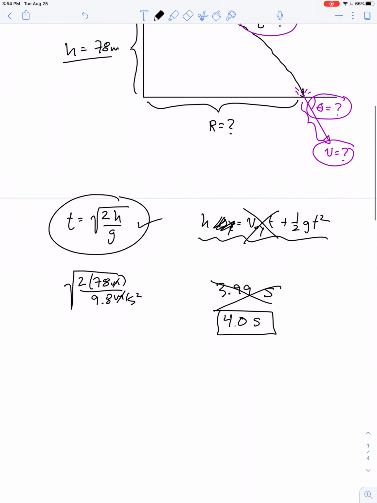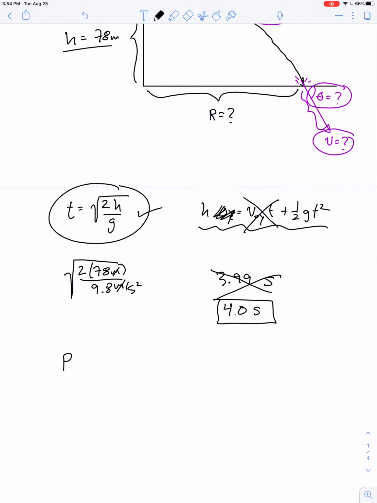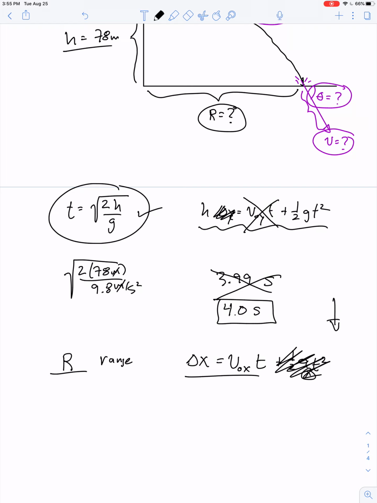Let's figure out the range. So the range of the projectile is governed by the equation delta x, right? The range is a horizontal projection equals initial velocity times time plus 1/2 a t squared. There is an acceleration of 9.8 meters per second squared directed downward, but there is no acceleration along the x-axis, so this term disappears. So this is just distance equals rate times time.